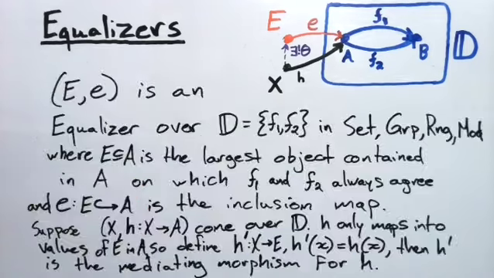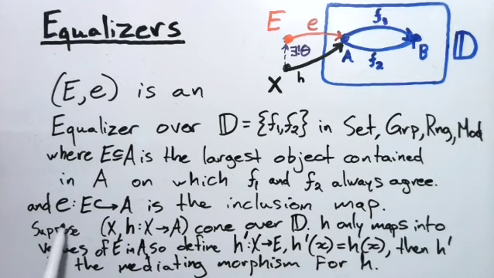So we can conclude our discussion by giving an explicit description of what an equalizer would look like in a category with set-like objects such as set, group, ring, or mod. So we said that E would have to be at least as large as the largest object contained in A on which F1 and F2 always agree. But we could make things simple on ourselves and just say, let's just make E part of A. Let's just say E is all the values of A in the largest object contained in A on which F1 and F2 always agree.